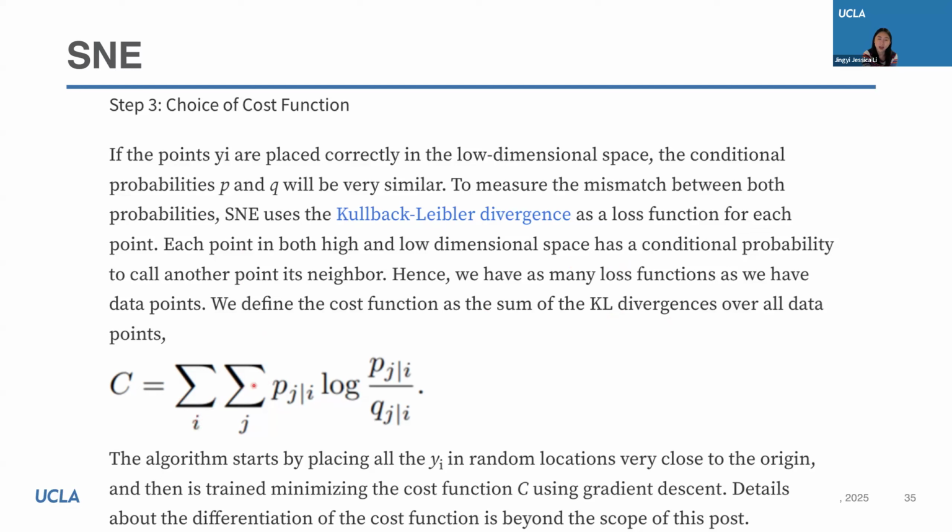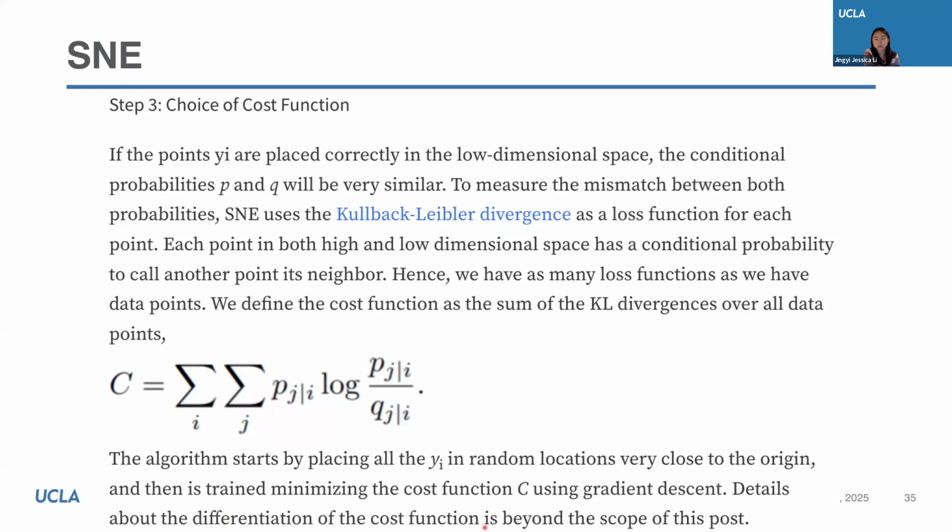For each point i, we're looking at the KL divergence between pj given i and qj given i. The KL divergence defined in this way means that we treat pj given i as the reference distribution, and we just try to evaluate how the other distribution qj given i deviates from pj given i. The algorithm starts by placing all the yi in random locations very close to the origin, and then it's trained by minimizing the cost function C using gradient descent.